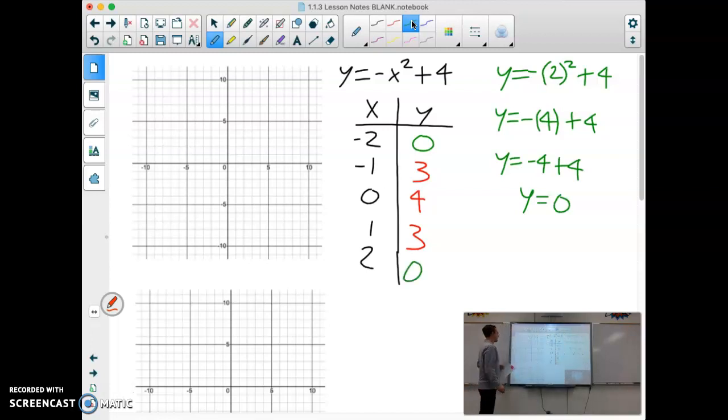So let's plot these points. Let's plot our points here and see what our graph looks like. So we have -2, 0. We have -1, 3. We have 0, 4. We have 1, 3. Then we have 2, 0. So if we connect the dots, our graph is going to look something like that. That is what we would call a parabola.